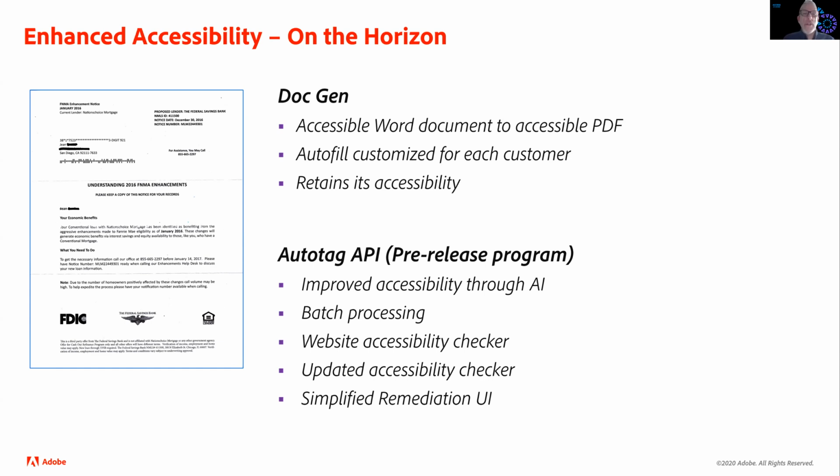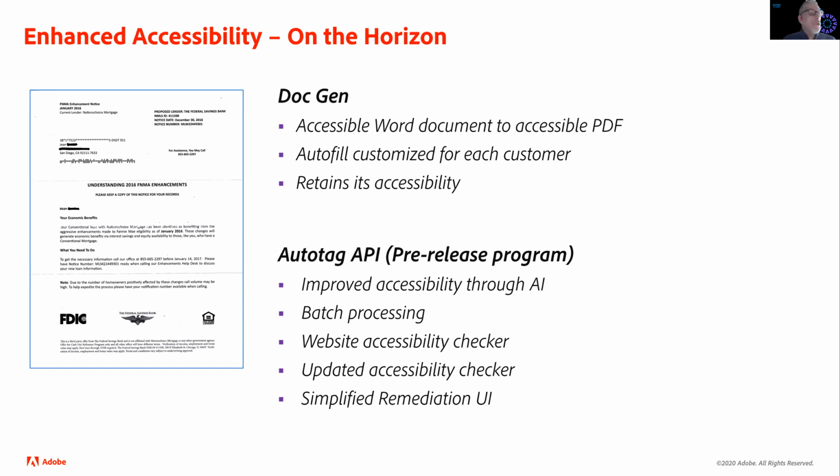But what this does is this will automatically tag an untagged PDF and give you things like headings and lists and paragraphs. It'll identify where the images are. It does not provide alt text because alt text really needs to be within context of the document. So it's hard to automatically apply good alt text.